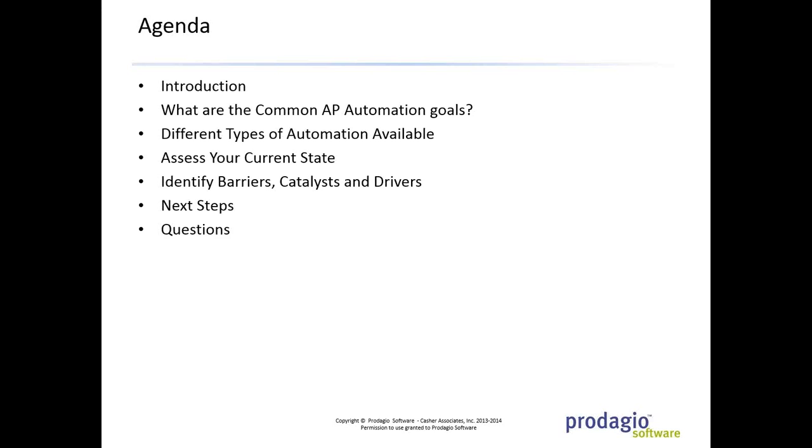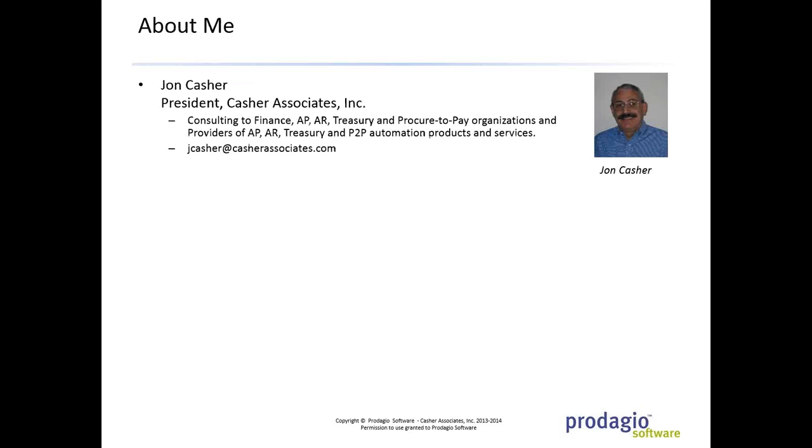So what we're going to do is focus on what are some of the goals of AP automation. We're going to look both from the perspective of senior management as well as from the perspective of accounts payable. We're going to talk about the kinds of automation that are available to you, the kinds of automation that other people are using, and how many people are using the various types of automation. We're going to talk about what you need to do, which is to assess where you are and why that's important. We'll talk about some of the barriers, the catalysts and drivers that either make you automate or help you to automate. And then we'll talk about some next steps.